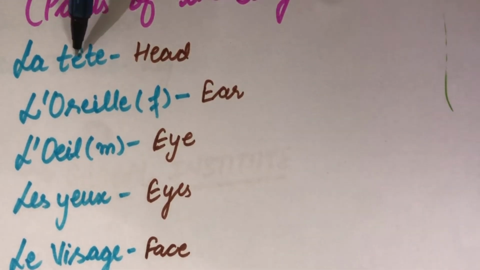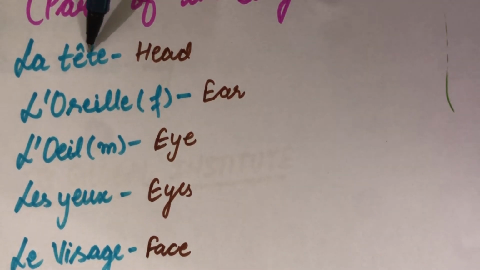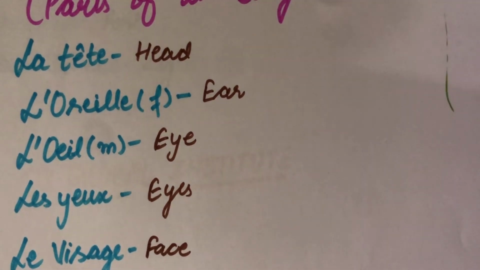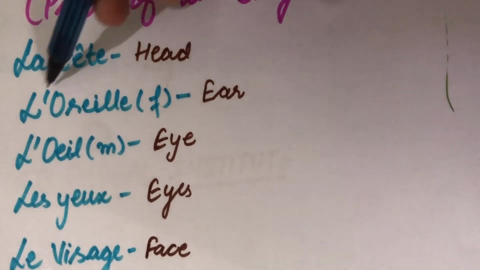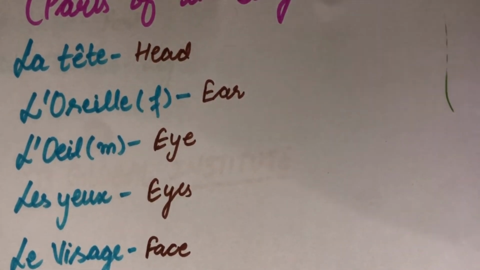La tête. So what are the spellings? This is T-E, a chapeau over the E, T and E. In French you cannot ignore the spellings. You cannot miss this chapeau, accent aigu or accent grave. You have to put it as it is. The pronunciation is la tête, which means head. As this la signifies, a head is feminine.